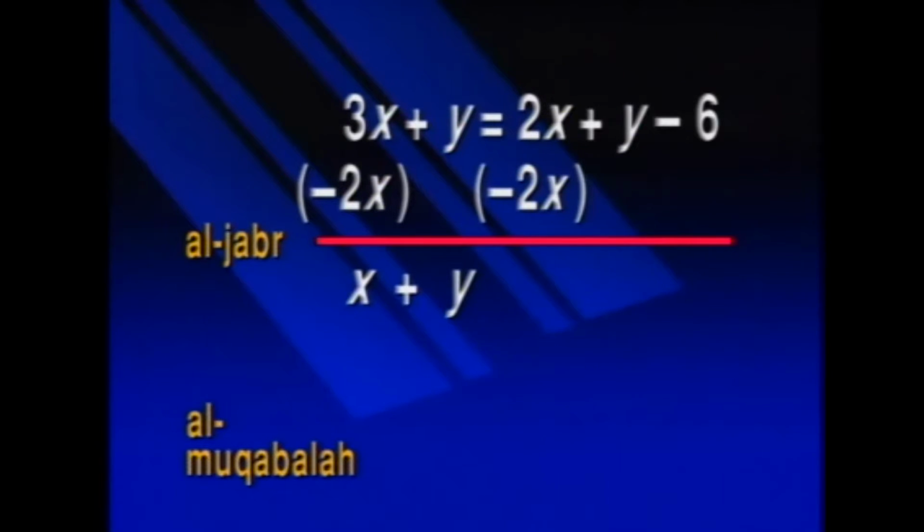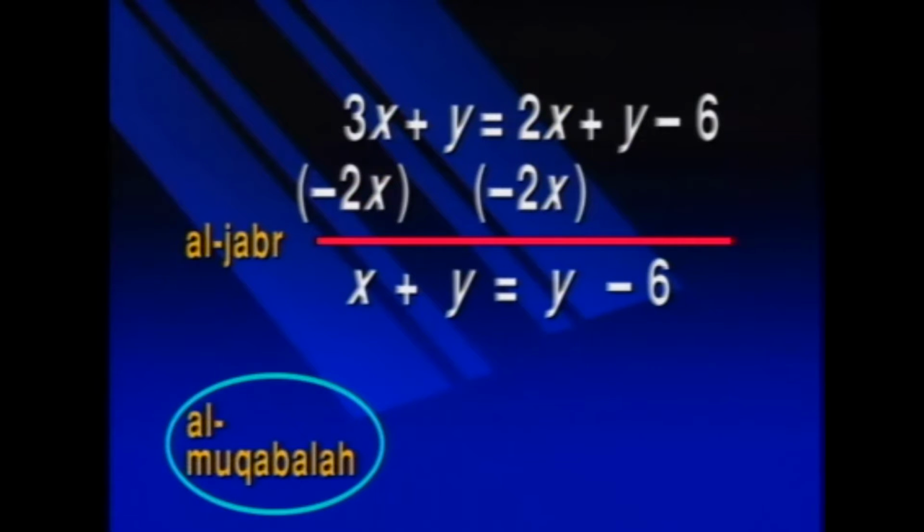2x minus 2x gives me 0, so that cancels. Y minus 6. Well, what I just did there, the fact that I subtracted 2x so that I could pass it, in a sense, to the other side where I get 3x minus 2x, which gives me the x, that's the meaning of algebra.